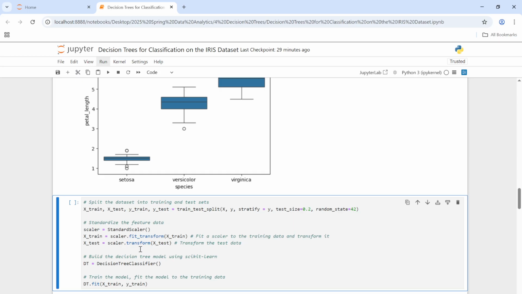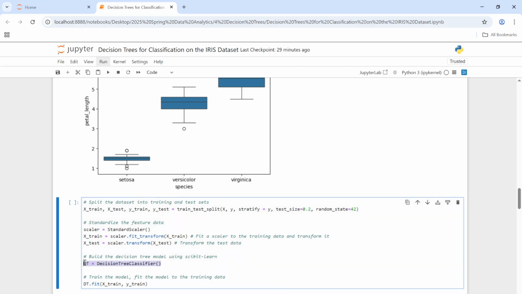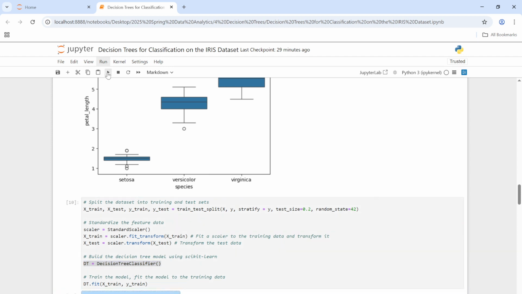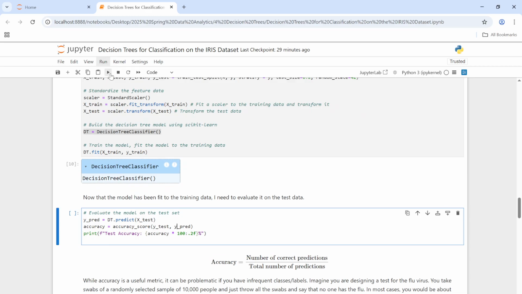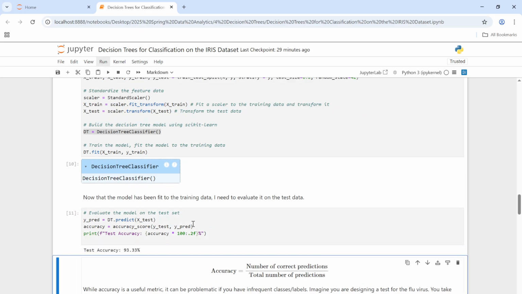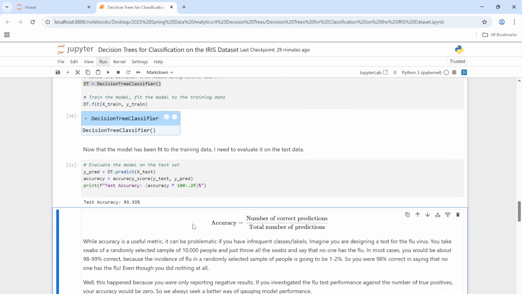So let's go ahead and begin our decision tree classification. We're going to be using a stratified split, and we're going to create a test data set containing 20% of the data. And we're going to fit a decision tree classifier with all of the default options. We'll fit this to the training dataset and see how well it does on the test dataset. Well, it turns out that the accuracy ends up being 93%.